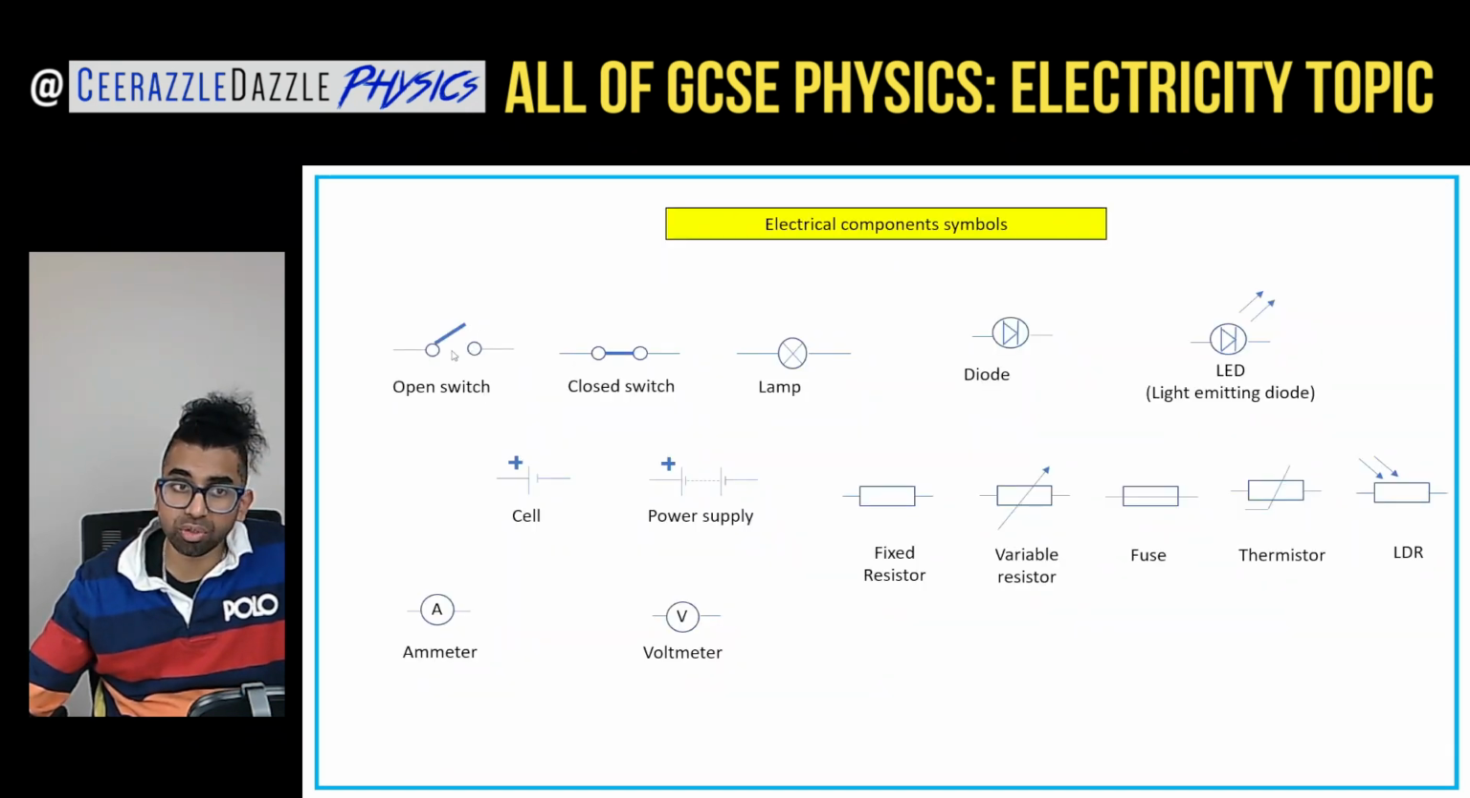Okay, so now electrical circuits. So we've got to be able to identify the electrical components and the different symbols. So look, 1, 2, 3, 4, 5, 6, 7, 8, 9, 10, 11, 12, 13, 14 different electrical symbols. Open switch, closed switch, lamp, diode, LED, cell, power supply, fixed resistor, variable resistor, fuse, thermistor, LDR, ammeter and voltmeter over here. So all of these ones over here. Make sure that you are able to draw them and identify them in a circuit.